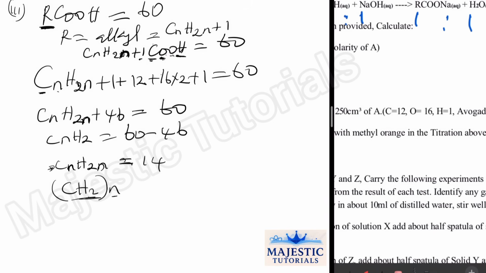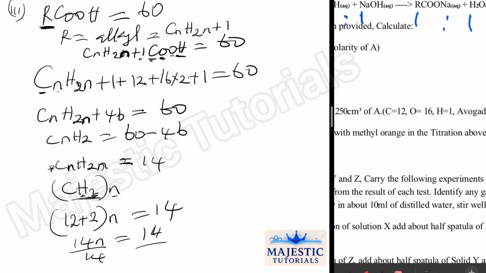Carbon is still 12. This way we'll now fix it. 12 plus hydrogen is 1, 1 times 2 here is still 2. So instead of CH2 bracket n, we now have 14n equal to 14, such that now n alone will be equal to 1. Isn't that amazing? Yeah. So when we solve like this, we will get that n is equal to 1.